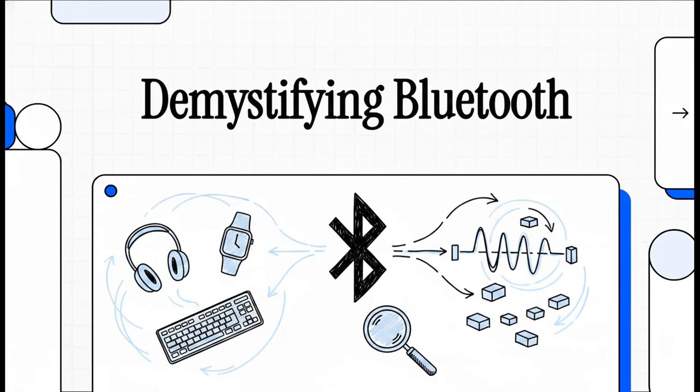Welcome to today's Explainer, where we're going to unravel what are essentially the invisible threads of the modern world. We're talking, of course, about Bluetooth. It's one of those things we all use literally every single day, connecting our wireless headphones, keyboards, smartwatches. But how often do we actually stop and think about how it works under the hood?